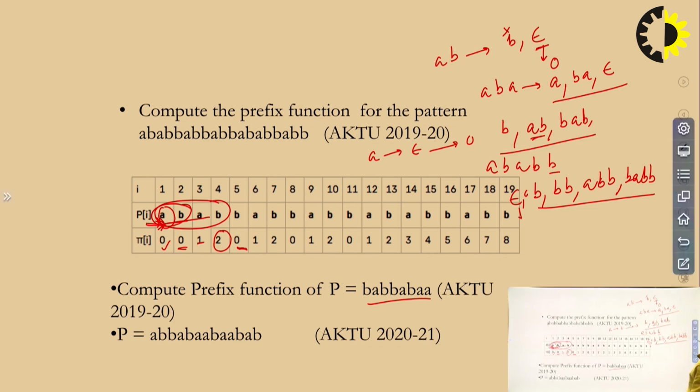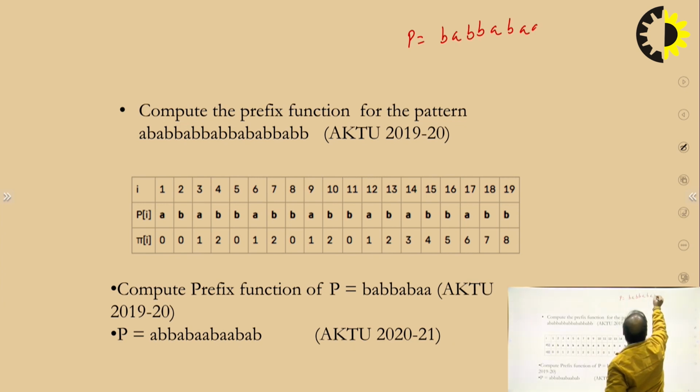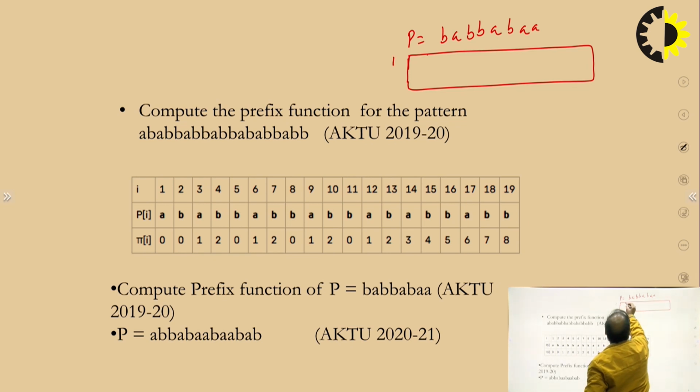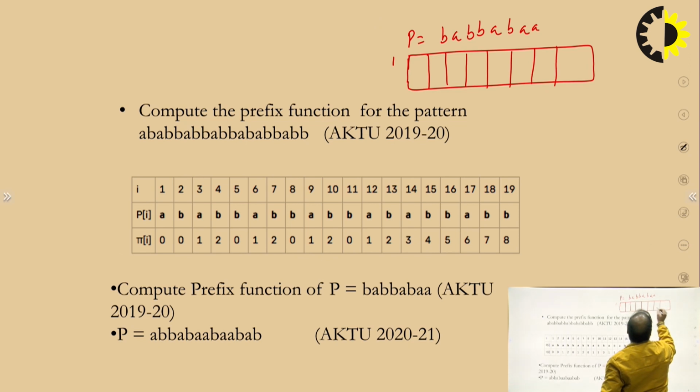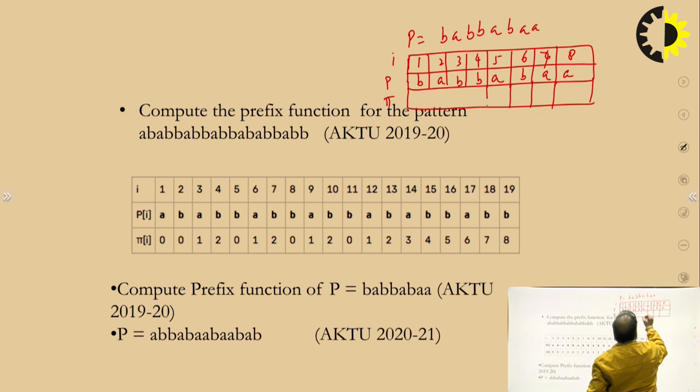Let's solve this. Yes, let's do this question. The pattern is BA, BB, AB, AA, right? Same style. We have to prepare a table like this table. In all the questions, we have to prepare a table: BA and then BB, AB, A and A. Clear? This is number 1, 2, 3, 4, 5, 6, 7, 8. 8 length pattern. And let's say this is the pattern and this is the prefix function. So the prefix function needs to be computed correctly, right?